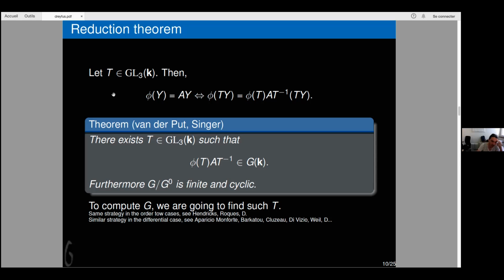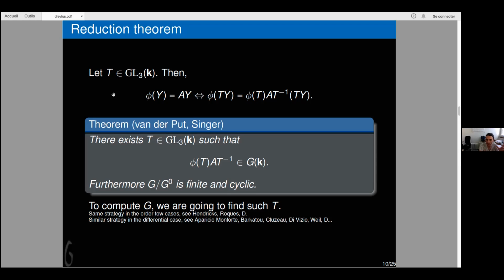And a very important fact, proved by van der Put and Singer, is that you may change your system and force your system to be a point of the Galois group. More precisely, it means that there exists an invertible matrix T having coefficients in K, such that after the variable change, your matrix is a K-point of the Galois group. And the other point is that J over G0, where G0 is the connected component of the identity, is finite and cyclic.